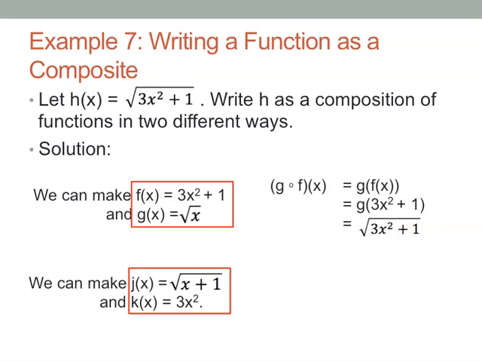Now, if we did j composed with k, we're plugging in our function k, which is 3x squared, into our function j, which is the square root of x plus 1. So plugging in 3x squared where I see x, I end up with the square root of 3x squared plus 1, which is my original function h of x. Again, with decomposition, there are many ways you can go about this, but you just want to make sure that when you do compose the two functions together, you end up with that original function.